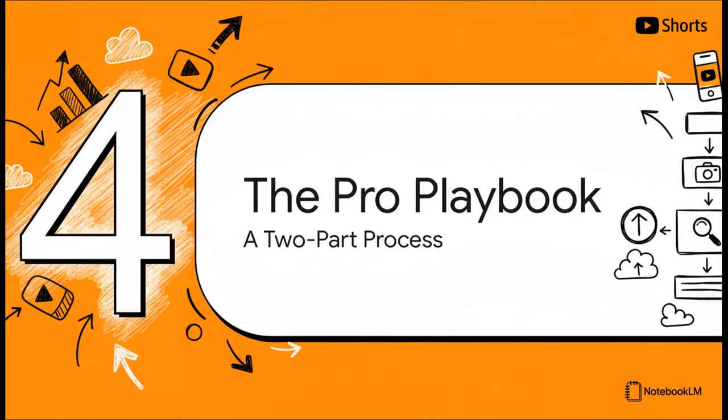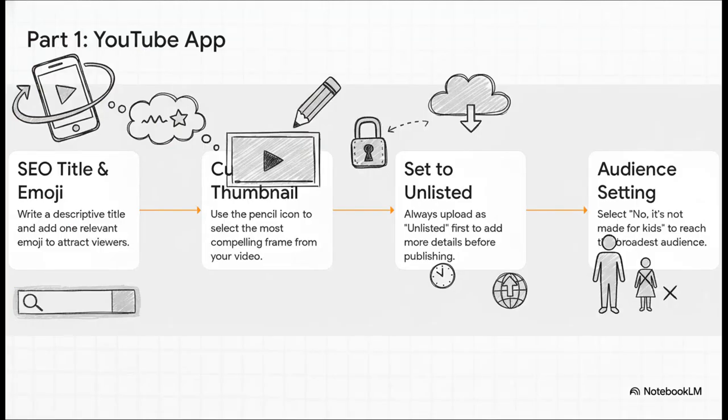Okay, so with those myths officially busted, let's get to the good part. This is the Pro playbook, the exact two-part process that was used in that experiment to get those 15,000 views. Part 1 happens right inside the main YouTube app. First, your title. Make it descriptive, searchable, and add one relevant emoji to make it stand out.